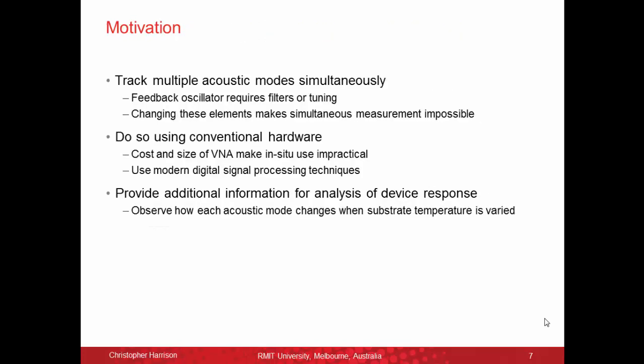So what we want to be able to do is take a SAW device with multiple modes, and have an analysis system that lets us track each of those modes independently but simultaneously, without having to switch filters in and out. We want to do so without having a network analyzer there to give us this information. The idea is to have as much information available for analysis. We want to know, if we take this device and expose it to differing substrate temperature, how does that change the way the modes behave?